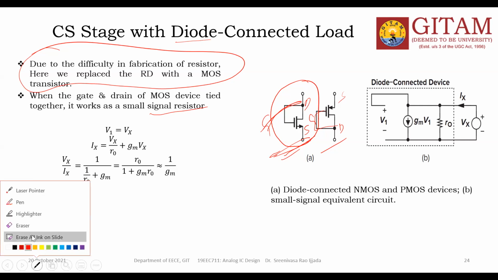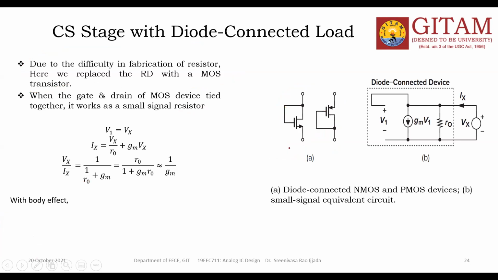Okay. So now, what is the equivalent circuit of this fellow? This is the equivalent circuit. This is the gate. This is the source. This is the drain. Earlier, there is no connection between the gate and the drain. But now, because you join gate and drain, this connection is there. Remaining things are same: R0 and gm into V1.